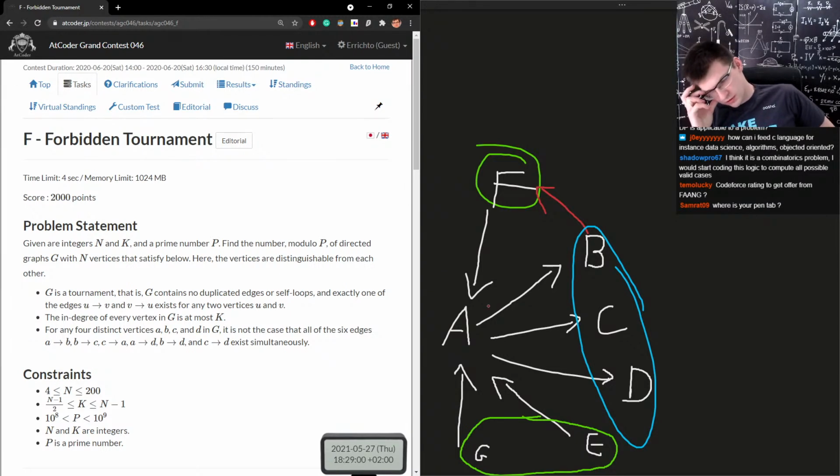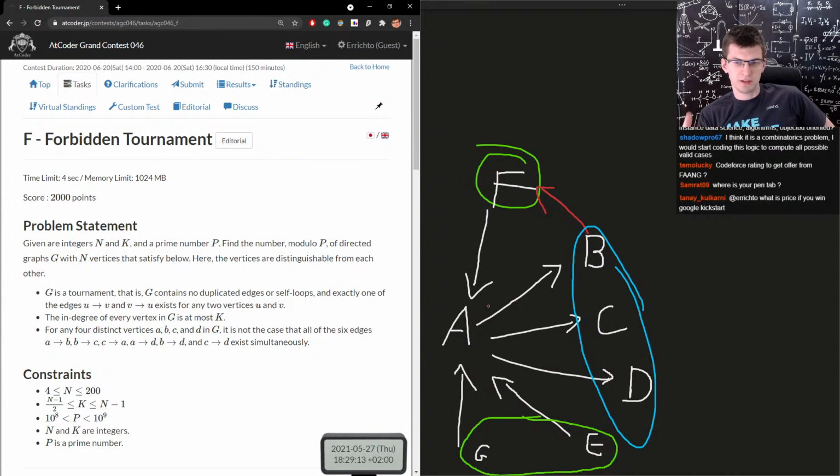Maybe I should, in this drawing, we are looking at A and edges from A and to A. Maybe I should draw two vertices, A, B. I should say that there is some connection between them, say from A to B, and I should look at their intersection.